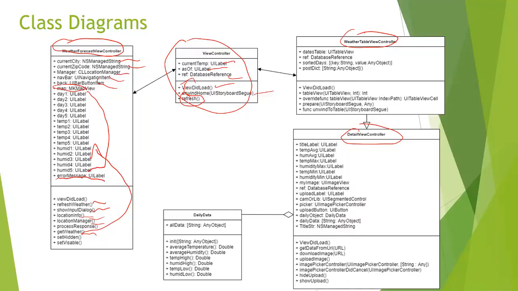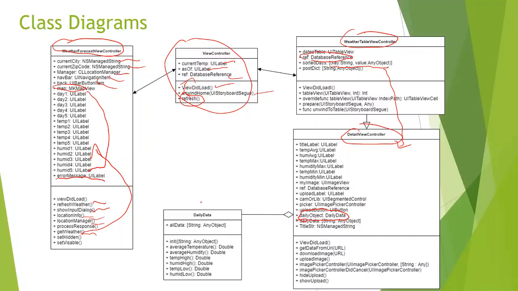The way that the information gets passed is that the reference is here up in the weather table view controller. Once you select a day, it takes one of the key value pairs from this dictionary, and it gets passed into the detail view controller. Then the detail view controller creates something called the daily object, which is of type daily data, and that's what's used to actually gather all of these different statistics about the day.